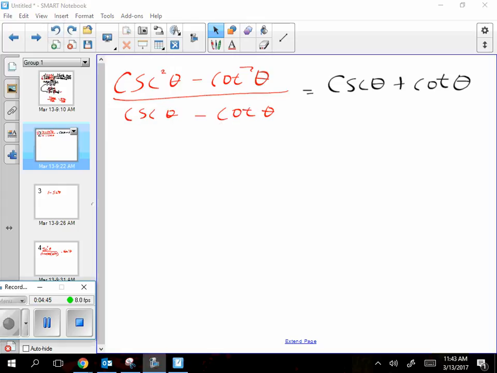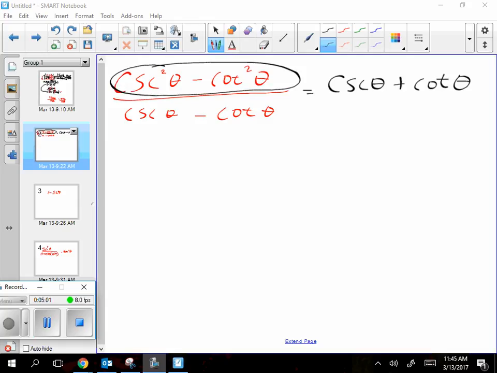Okay. The top ones are both squared. So yes, that is cotangent squared. I'll clarify that. Better? Okay, I hope this one was easy because by now, that's the difference of squares.